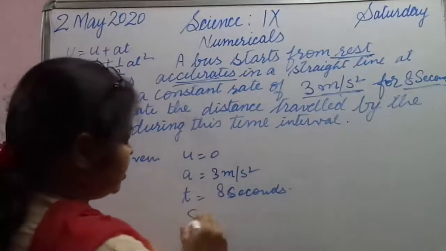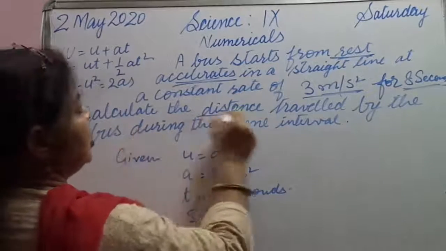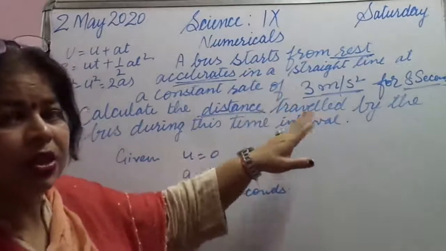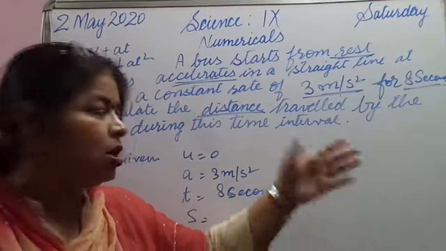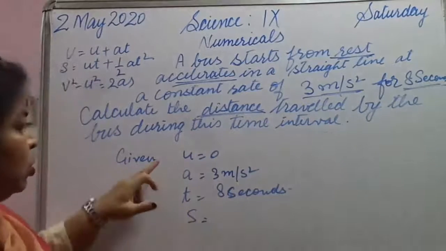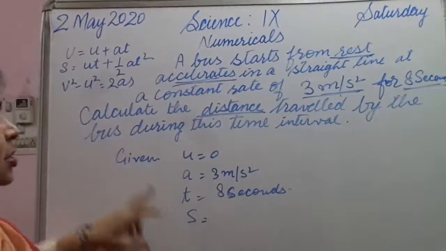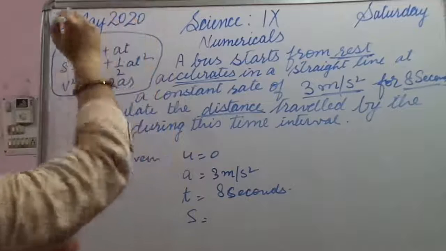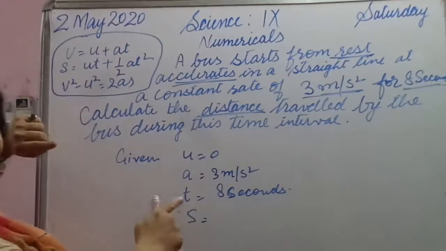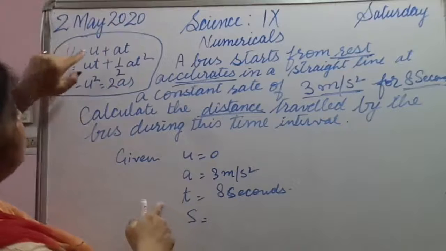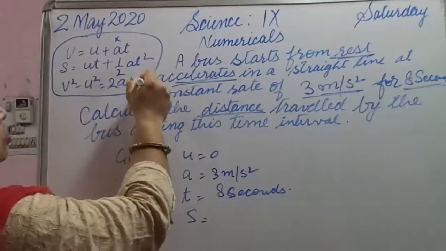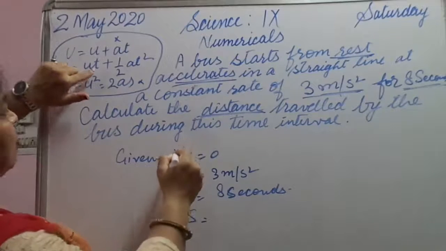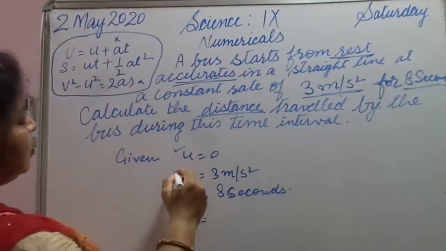Now, calculate the distance traveled by the bus during this time interval. You have to find out distance S. If you will see, I have underlined all the keywords. These are the things that are going to tell you what we have to do. Now you have U, A, T, S. Just think about these three equations of motion. Is there any mention of V? No. So first one is not required. Second one is also, third one is also not required. Let us see here. Distance is equal to U we have, T is there, A is there.